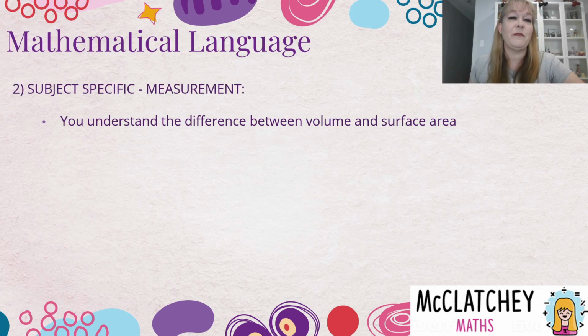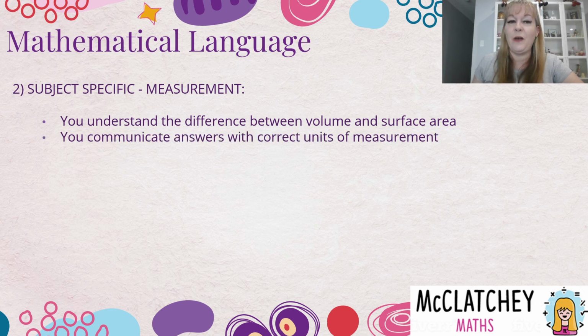Here's a different type of assignment, measurement. You understand the difference between volume and surface area. They are both of three-dimensional objects, but they use different units of measurement. One has units cubed, the other one has units squared. So you're doing that appropriately as well. Those are the correct units of measurement.